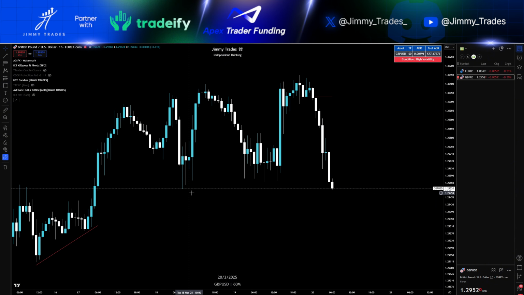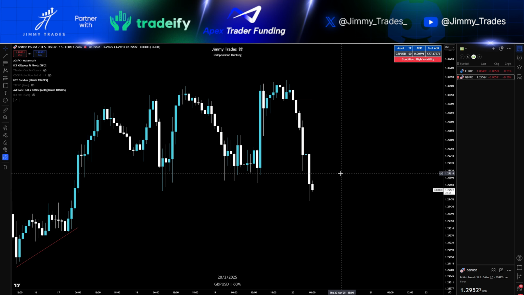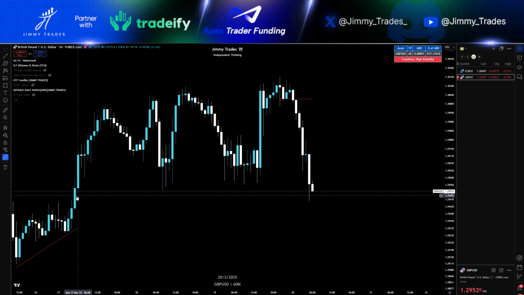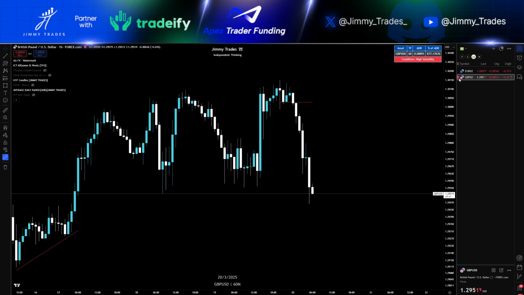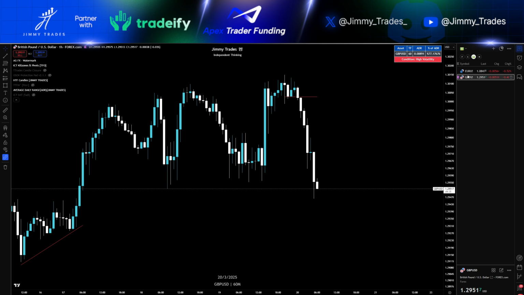There's a good chance as well we may see a reaction here, being that we've swept out all of these lows and into this bullish FVG. So let's keep an eye on this level. Neutral for me at the moment because we have swept out both sides of this range today. This also gives you the flexibility to pivot.